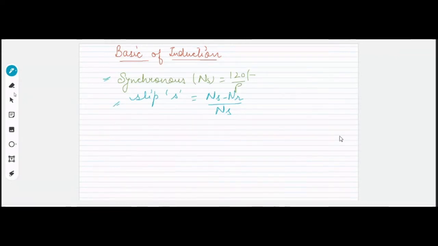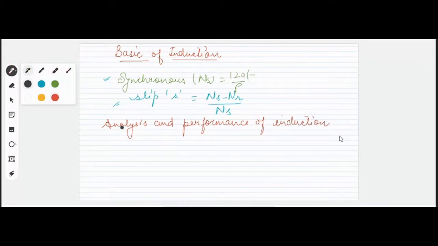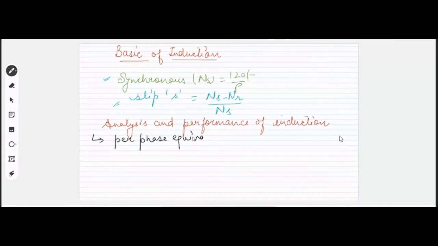In the last class, we started discussing the analysis and performance of induction motor, and that too on the basis of the equivalent circuit, right? And for that, what we were using is the per phase equivalent circuit. Per phase equivalent circuit we have used.